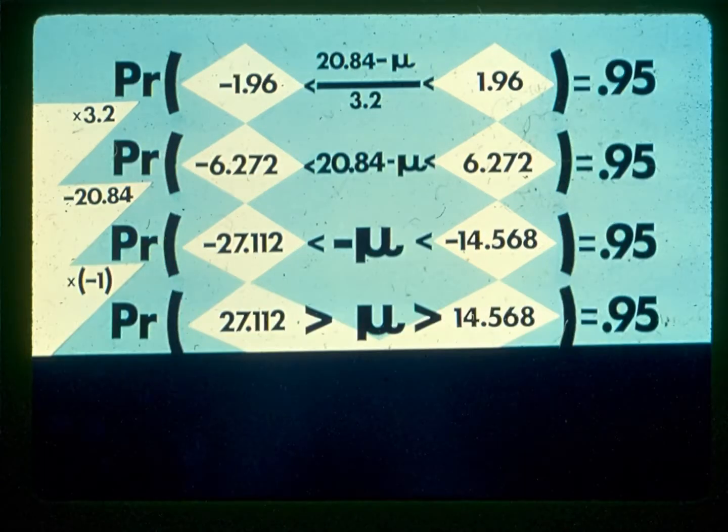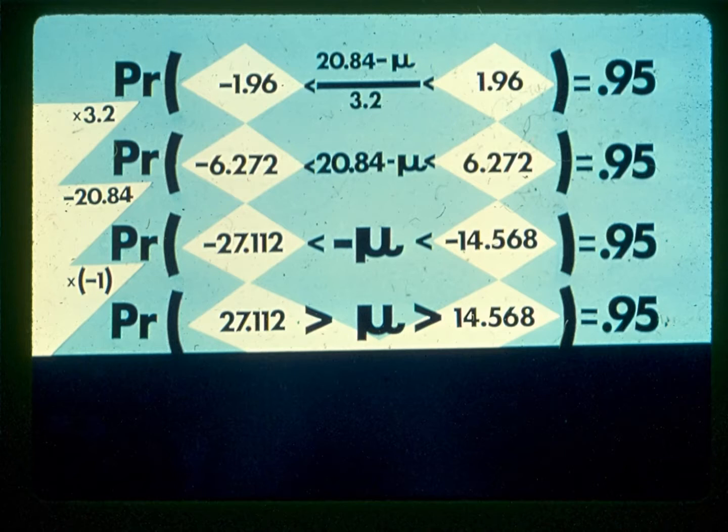To get mu in the center, we next multiply each part of the inequality by minus 1, while at the same time reversing the inequality signs. Mathematical law requires reversing the direction of the inequality signs when multiplying by a negative number. The resulting expression now has mu in the center and says that the probability is 0.95 that mu is between 27.112 and 14.568. This expression is what we want, but it is written here in terms of greater than inequality signs.